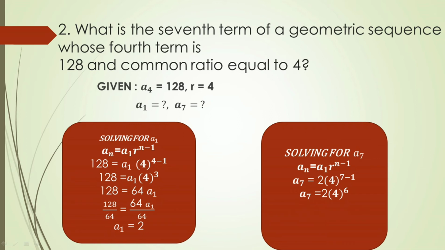Then simplify muna yung 4 raised to 6. 4 raised to 6, 4 multiply 6 times by itself. So 4,096. Multiply natin yan by 2. That is why we have 8,192. So yan yung seventh term natin.